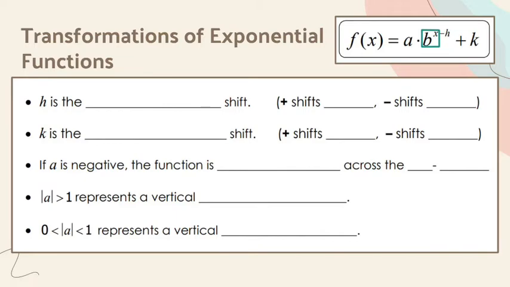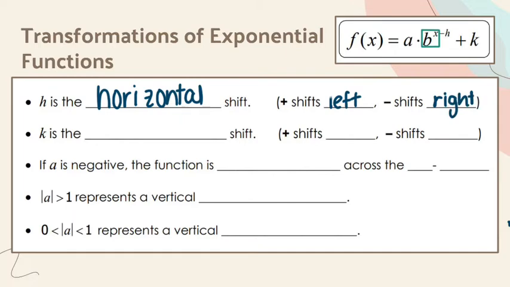So h, in the exponent with the x, h is the horizontal shift. And I just think h stands for horizontal. But I want you to notice that it has a negative there. So I want you to consider this opposite h. Think of it as opposite h, because if that was an x plus 2, that would shift left. And if your exponent was x minus 2, that's going to shift to the right.